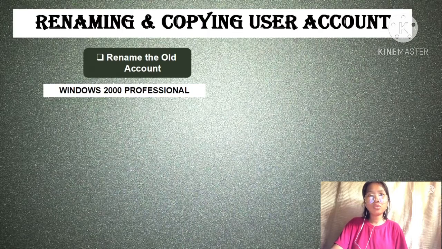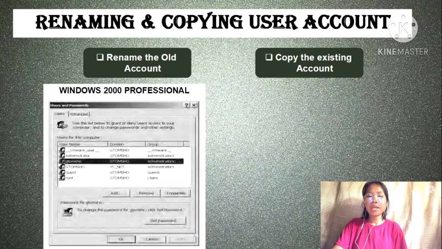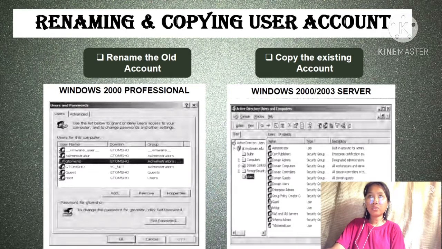In Windows 2000 Professional, you do this through the Users and Passwords utility in the Control Panel, seen in the left part of the picture. This is different from Windows 2000 and 2003 Server, where you use the Active Directory Users and Computers management controls. You can see it in the picture on the right part. So this is what happens when you do this.